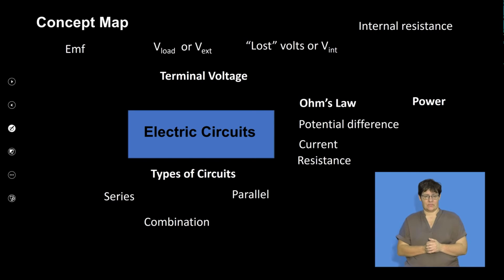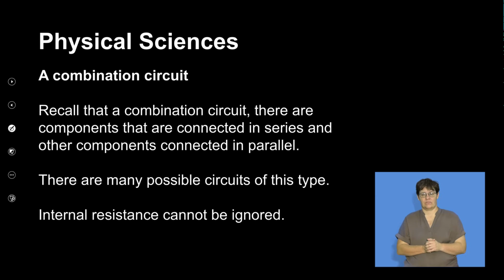Right, so recall that in a combination circuit, there are both series as well as parallel components that are connected to each other, and there are also different scenarios in terms of the combination circuits. And in these following examples that we'll use, we are not going to ignore the internal resistance of the battery.